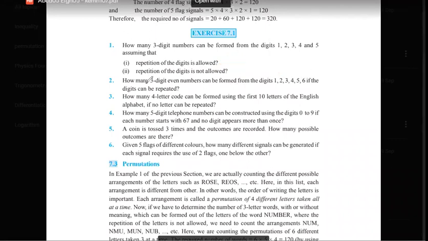Second one, how many 3-digit even numbers? I guess we have solved a problem like this, right? For an even number, the unit digit must be even, and you have to find a 3-digit number. So for the last place, how many options? 2, 4, 6. 3 options. Now for this place, how many options? Total we have 6 numbers, out of that 1 is used. So we will have 5 here and then 4 here. Got it?